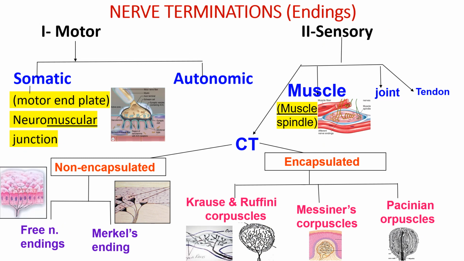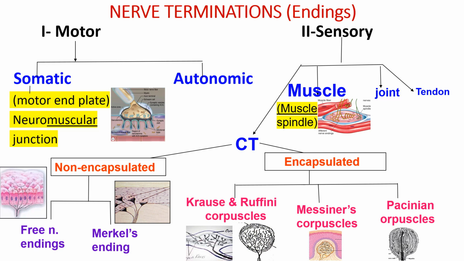To summarize, nerve terminations or endings are of two types: motor endings or sensory endings. Motor endings are either somatic, soma meaning body, or autonomic, from the involuntary system. Somatic motor ending is called the motor end plate or neuromuscular junction.